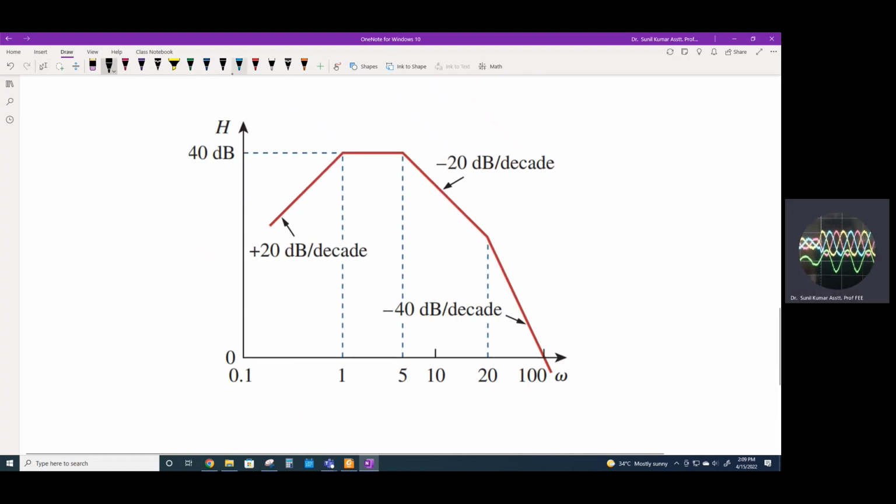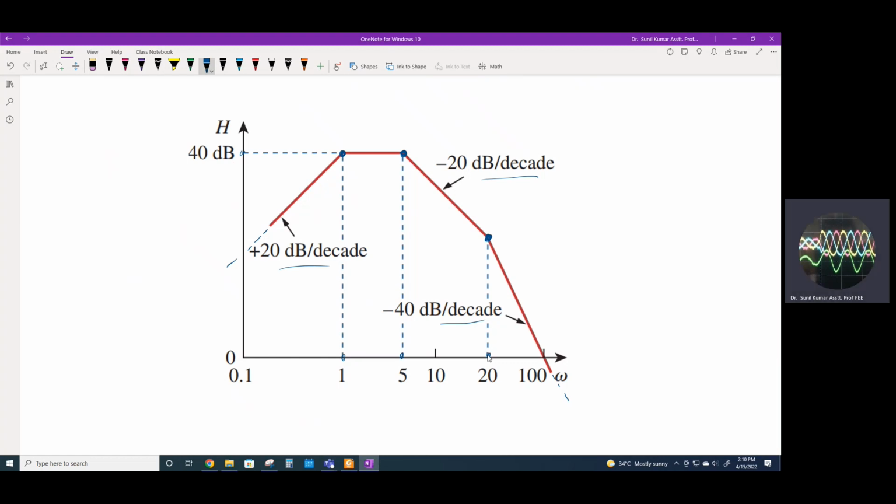Okay, so we need to analyze the graph first. We need to check out the points where the slope is changing, and obviously this line is extending this way and this is extending this way. We are given the decay rates as well, and also this value of 40 dBs, and the frequencies at which the slope is changing.